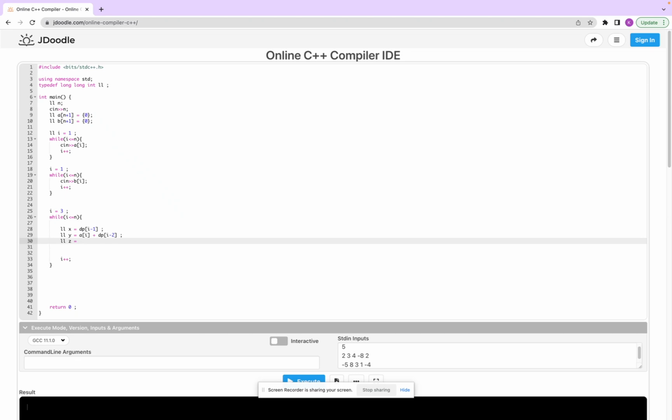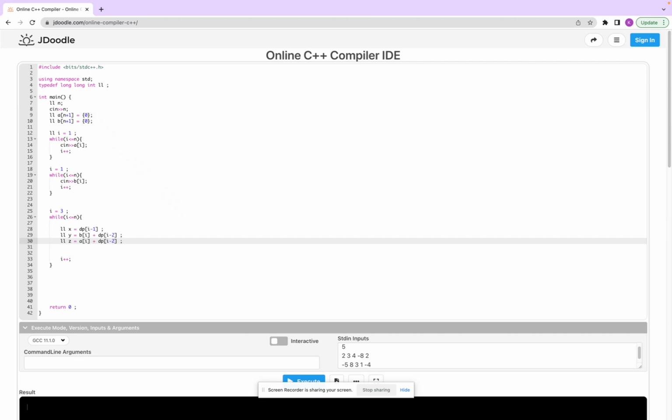The other possible option is, the second possible option, let's write it as b of i. I will consider only b of i. So we have this x, we have this y, we have this z. Then the third option is, I use a of i plus dp of i minus 2. I hope this is clear to everyone out there.